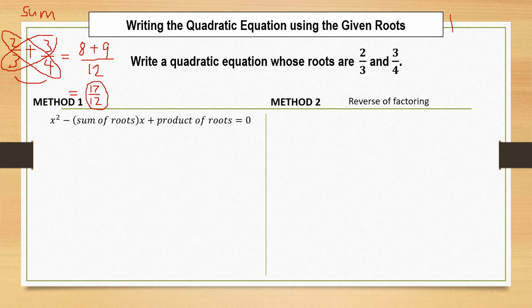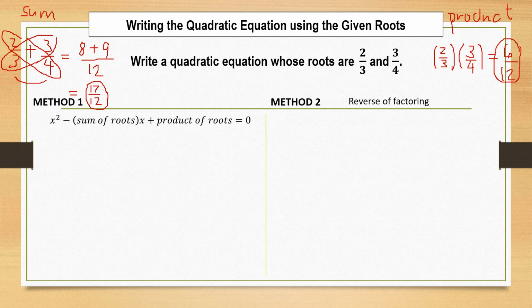Now let us solve for the product of the roots. We have 2/3 times 3/4. Multiply the numerators, multiply the denominators. 2 times 3, 6. 3 times 4, 12. So the product of the roots is 6 over 12.